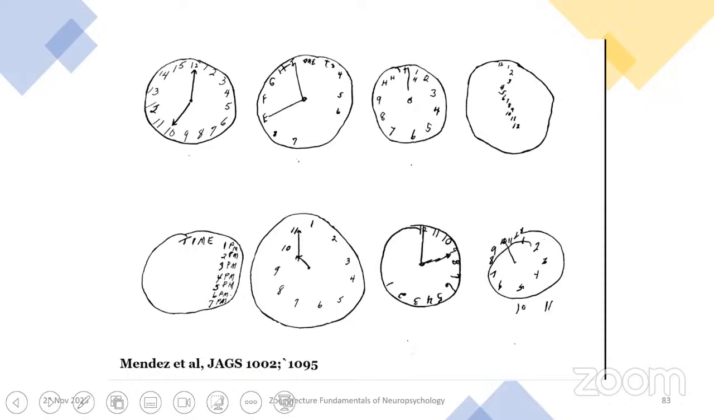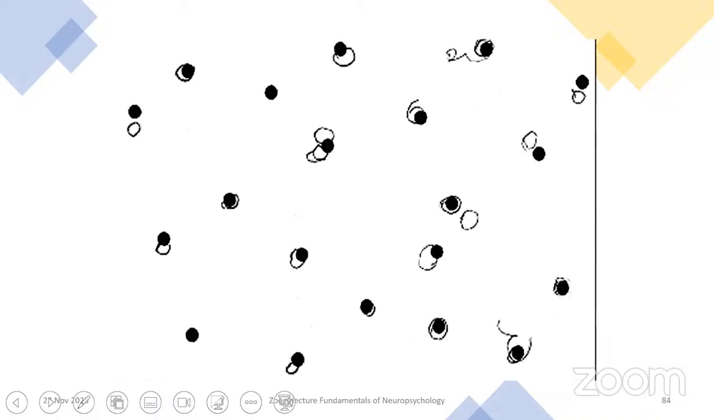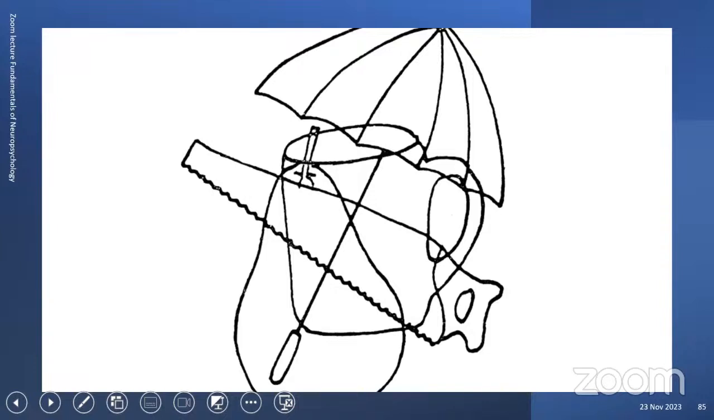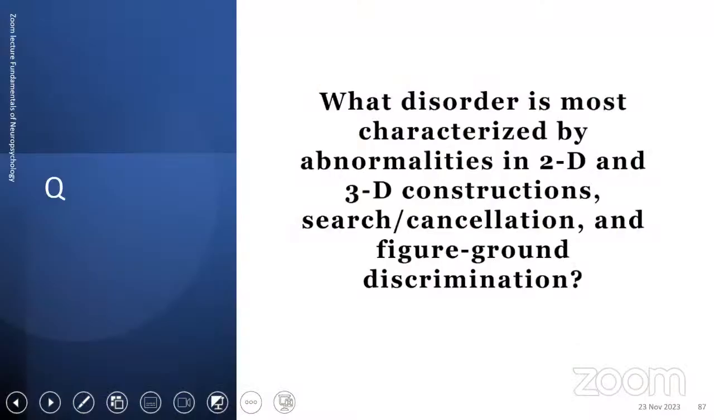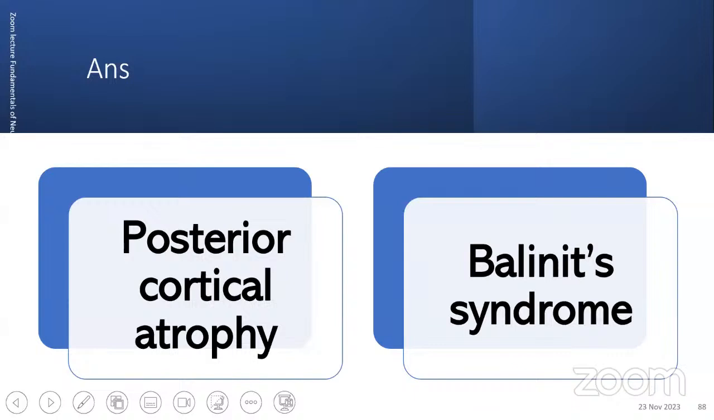And this is abstraction, as well as geographical orientation and executive control function, and it's also a type of language testing. You can also see digit cancellations, and the complex figure which they can draw, and face recognition. What disorder is most characterized by abnormalities in 2D and 3D constructions, cancellation, and figure-ground discrimination? There are abnormalities in posterior cortical atrophy and Balint syndrome. The most fascinating things happen whenever you have this variant of Alzheimer's disease, that is posterior cortical atrophy.